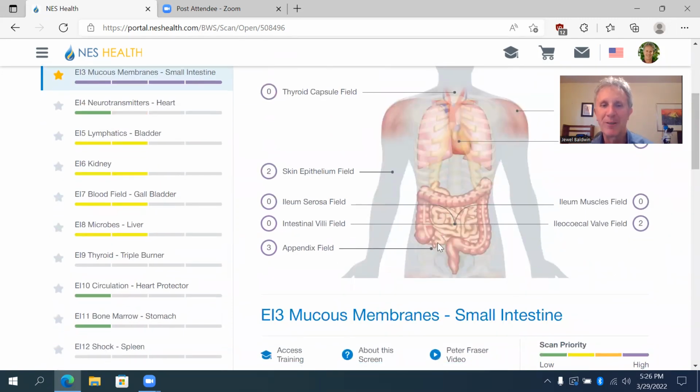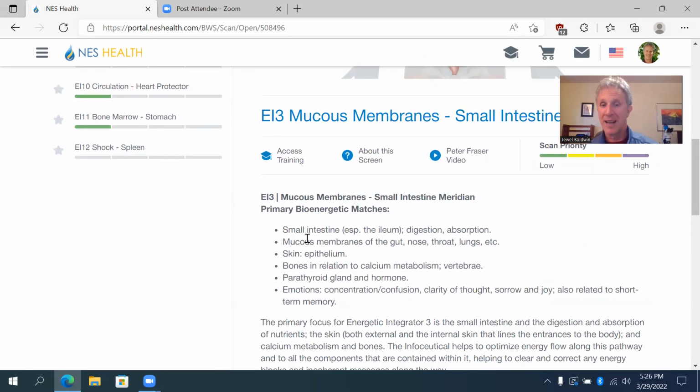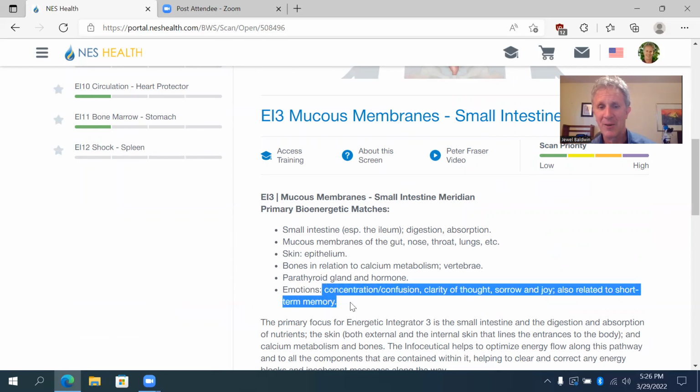So mucous membranes field, that includes the small intestine, like I said. Bones also are in this integrator, in relation to calcium metabolism, the vertebrae, and then the emotions, sorrow and joy, so there's always going to be a dichotomy. The key is having more joy or being able to process your sorrow. But if the integrator is off a bit, there could be some suppressed sorrow, things like that, grief, clarity of thought, confusion, all these things. Would love to get these things improving for me, that's for sure.